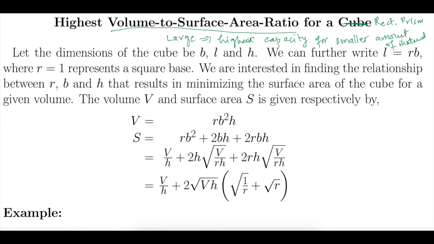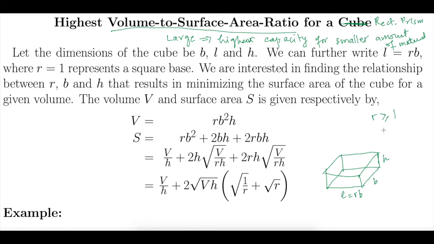Now if we have a rectangular prism something like this, let's say this is my H, this is my B, and this is my L. So this is the length, breadth, and height. Without loss of generality, I can say this length is some multiple of this B. I can call it R. And again without loss of generality, I can also say R is greater than or equal to 1.